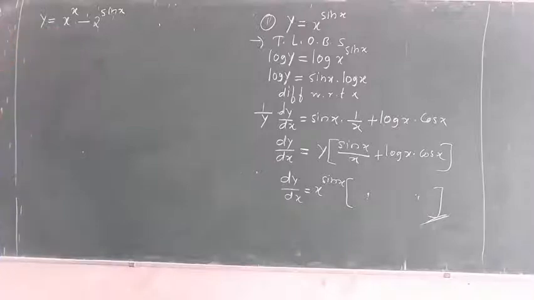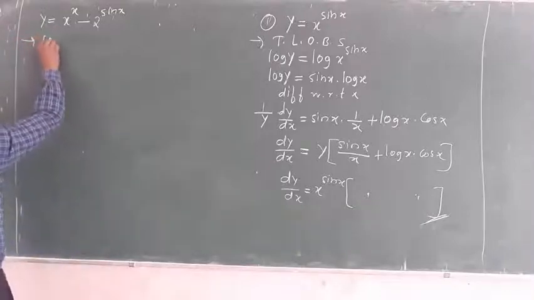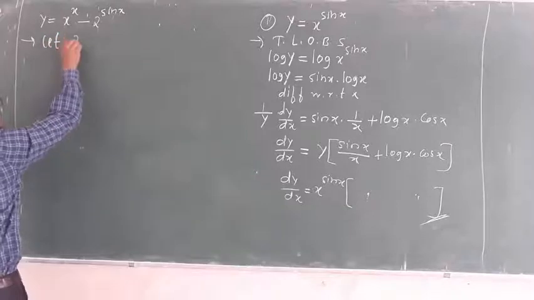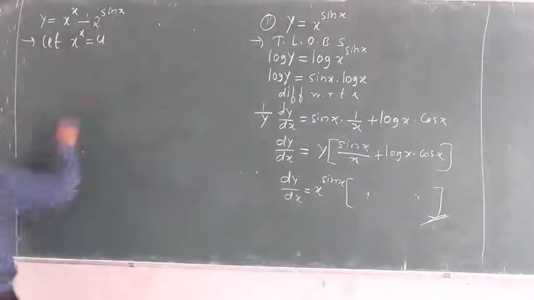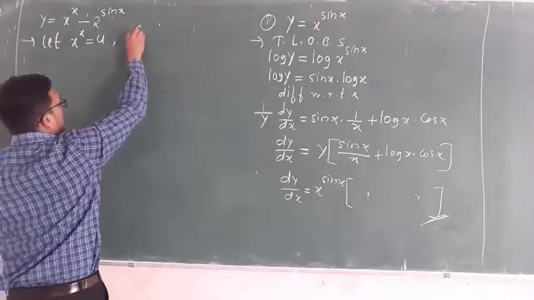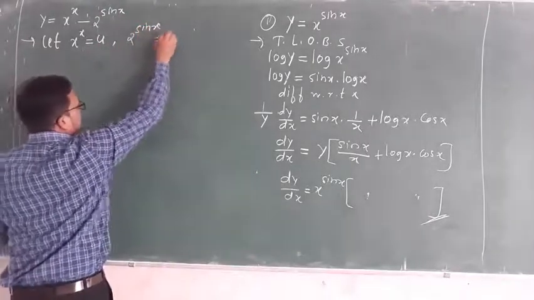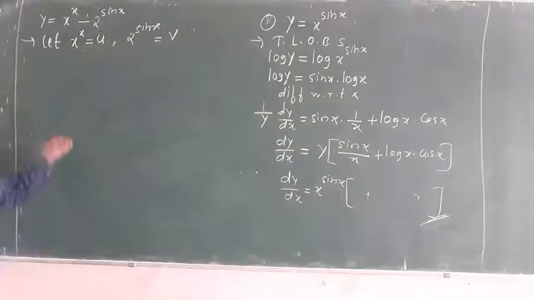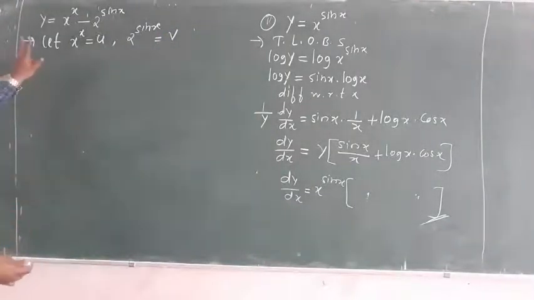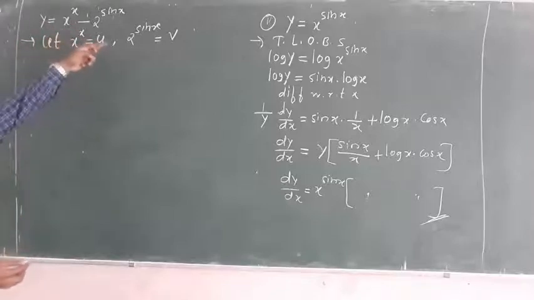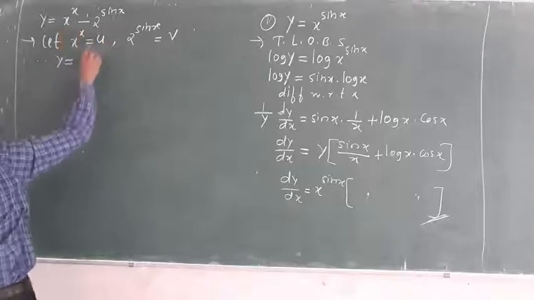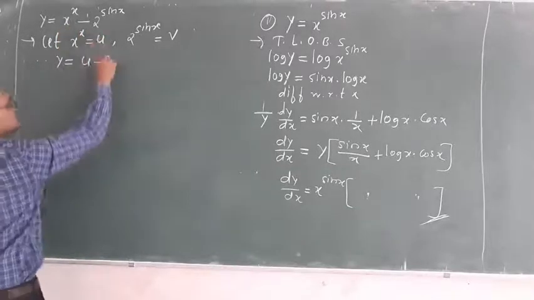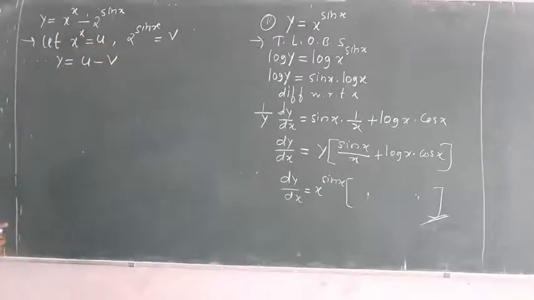First thing we have to do is denote this x to the power x function by some new variable, that is u, and 2 to the power sin x we will denote by v. If there are three functions, then you can take u, v and w. Now it is two functions, so denote by u and v. So what is y now? This is replaced with u minus v. So y is equals to u minus v.